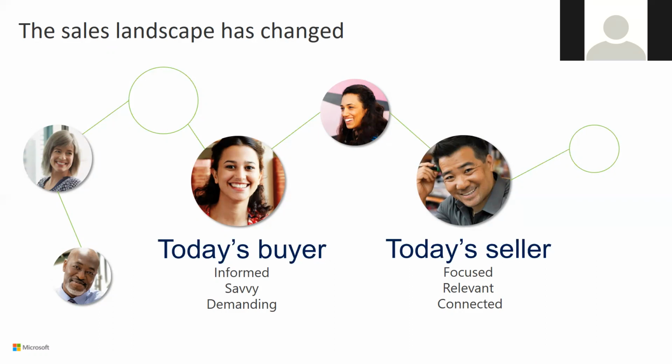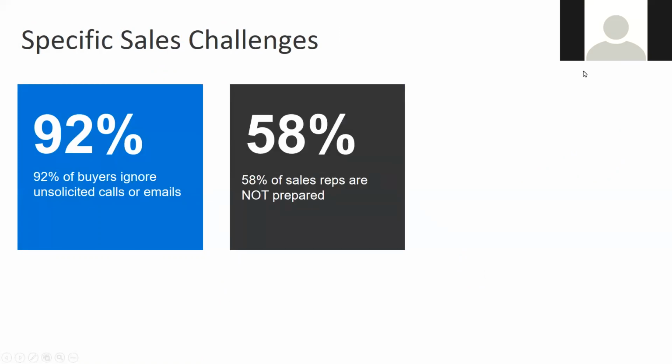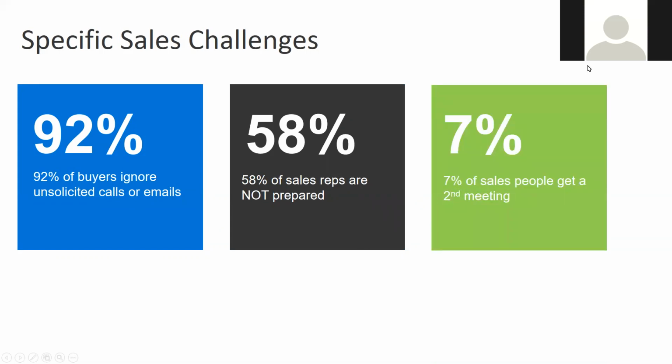Inevitably, these trends are making buyers more demanding, and to thrive in this new environment, sellers have to adapt. They need to focus on the highest priority companies, engage with a more relevant and timely message, and connect with the right decision makers and key players. That's really where Insights powered by InsideView can be a key player. Research from Forrester shows that 92% of buyers ignore unsolicited calls or emails. And for those sales reps fortunate enough to get a first meeting with the buyer, 58% go into these meetings unprepared, which means only 7% of salespeople get a second meeting. So again, this is really where InsideView can help out.